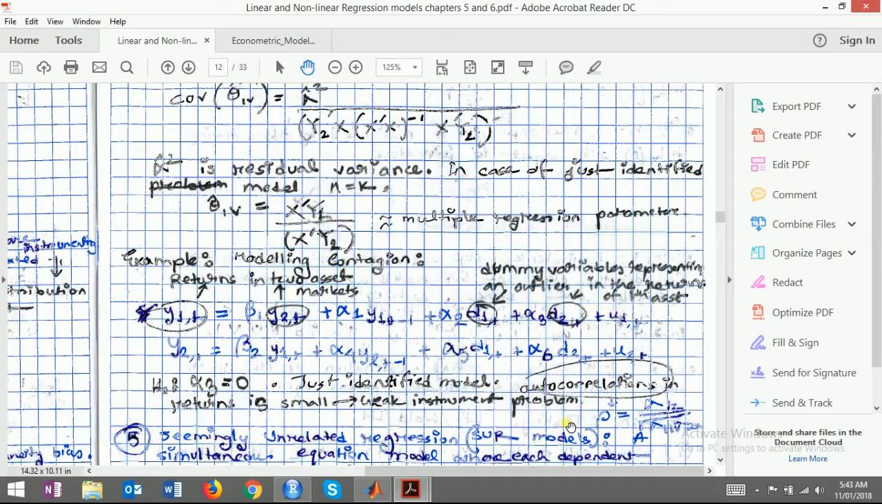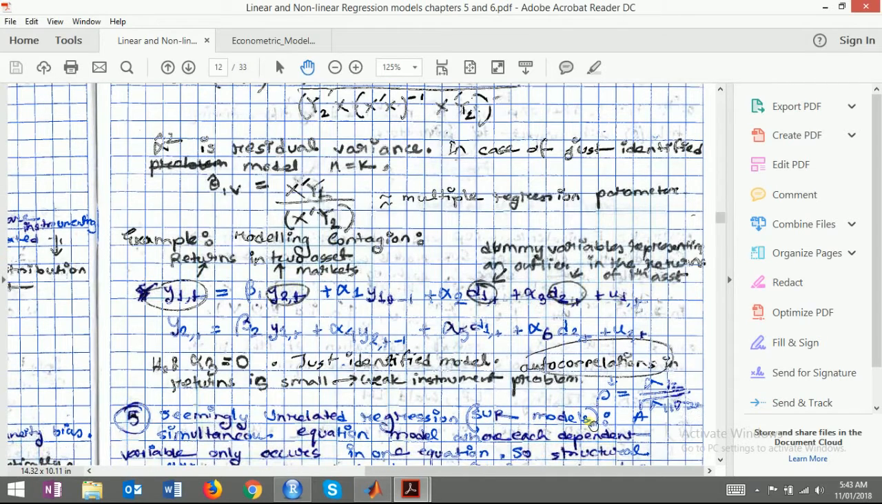Autocorrelation in returns is small, so weak instrument problem. The autocorrelation is represented with sigma 1 2 divided by root over sigma 1 1 sigma 2 2. Very easy. So the diagonal elements are in the denominator under the square root, and the common non-diagonal element is in the numerator. That's all. So this is instrumental variable.